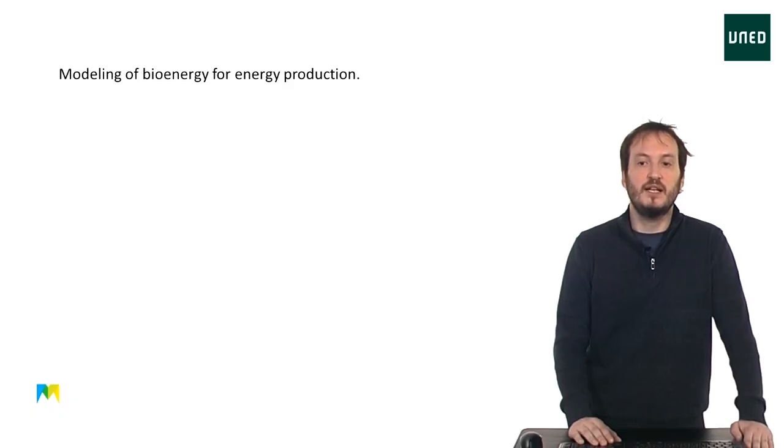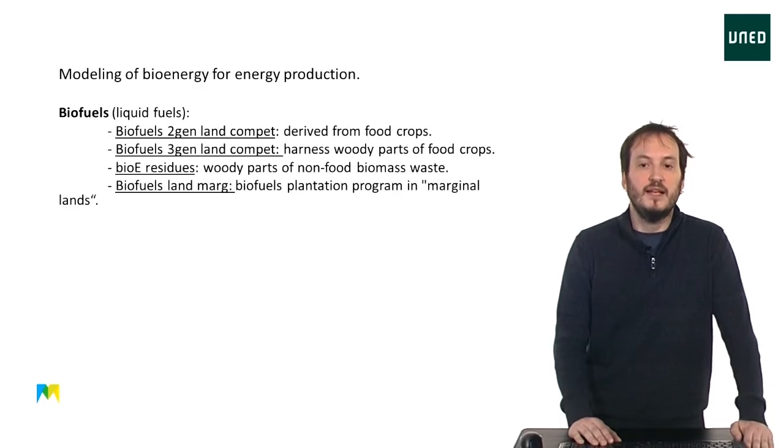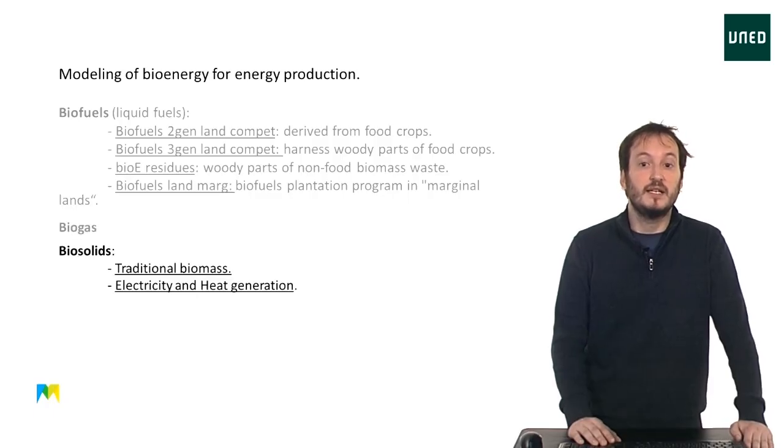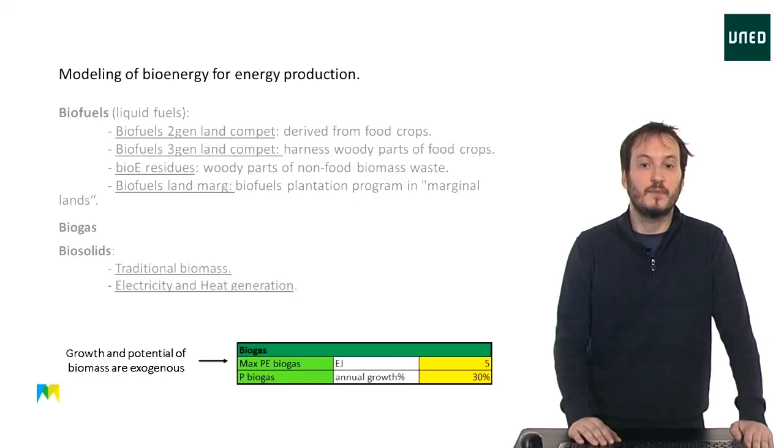We finish this session explaining how biomass production is modeled in MEDEAS. Biomass is considered for both the production of liquids and gases and for its use as solid fuel. The liquid fuels considered in MEDEAS are second and third generation biofuels derived from food crops, the biofuels obtained from woody parts of non-food biomass residues, and the biofuels that can be obtained in marginal lands. The evolution of biomass is also modeled in MEDEAS, while solid fuels are used as traditional fuel or to obtain electricity and heat, as mentioned in the previous slides.